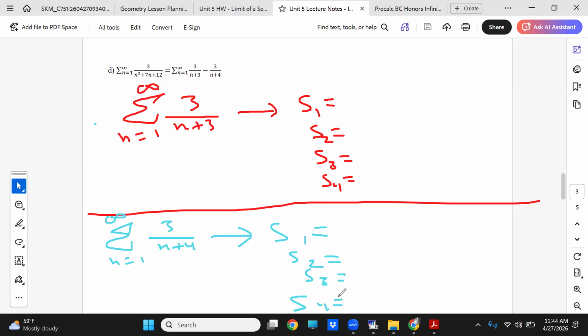Just to prime you for part D, notice I'm breaking it off like this: sigma n equals 1 to infinity of 3 over n plus 3, and sigma n equals 1 to infinity of 3 over n plus 4. So the first partial sum should be pretty easy, that's 3/4, right?